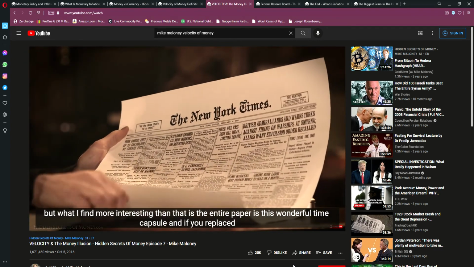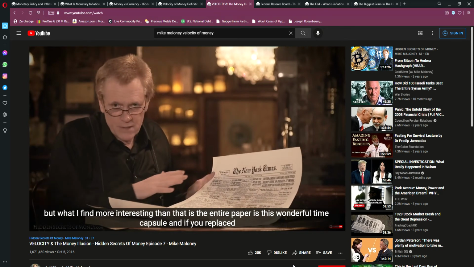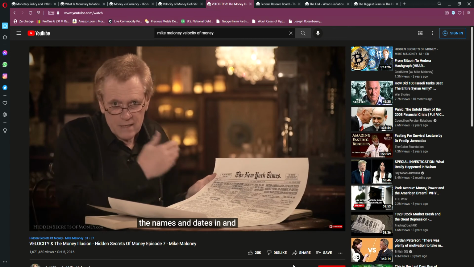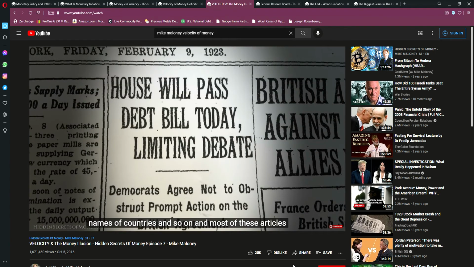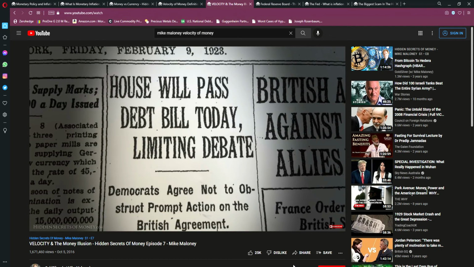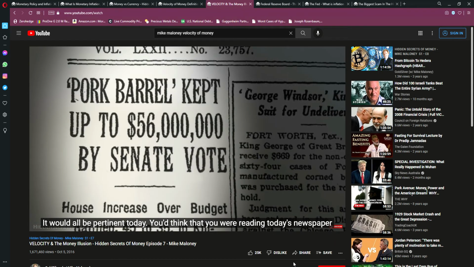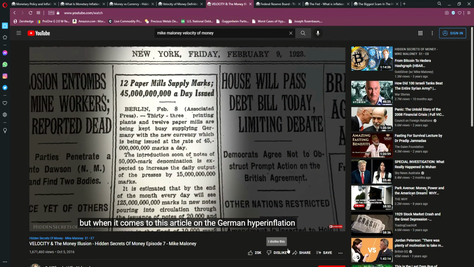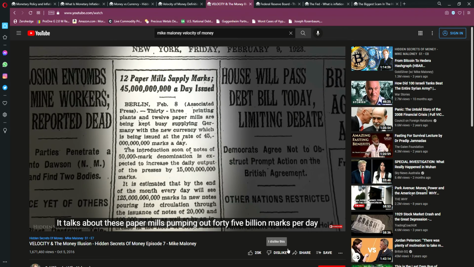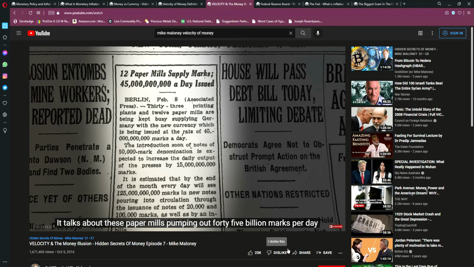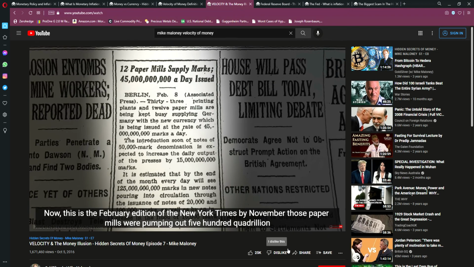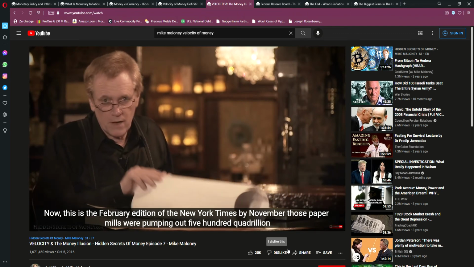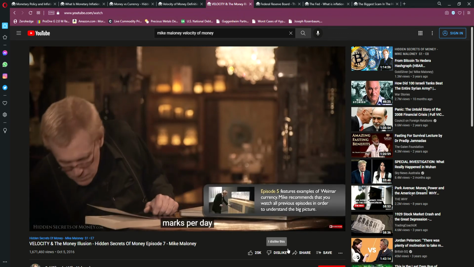But what I find more interesting than that is the entire paper is this wonderful time capsule. And if you replaced the names and dates and names of countries and so on in most of these articles, it would all be pertinent today. You'd think that you were reading today's newspaper. But when it comes to this article on the German hyperinflation, it talks about these paper mills pumping out 45 billion marks per day. Now, this is the February edition of the New York Times. By November, those paper mills were pumping out 500 quadrillion marks per day.